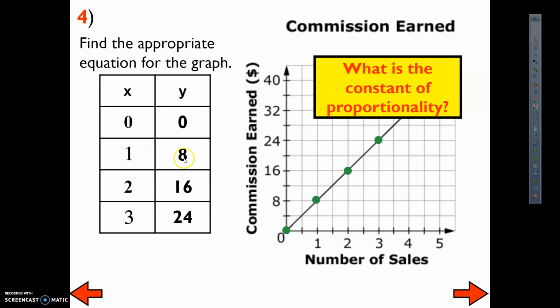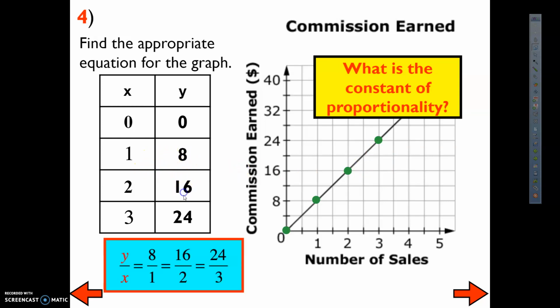What is our constant of proportionality? Well, if we put y over x, we would have 8 over 1, 16 over 2, 24 over 3, and all of those equal 8. So that means that our constant multiplier is 8 every single time. So to write our equation in the form y equals kx, we would have y equals 8x.